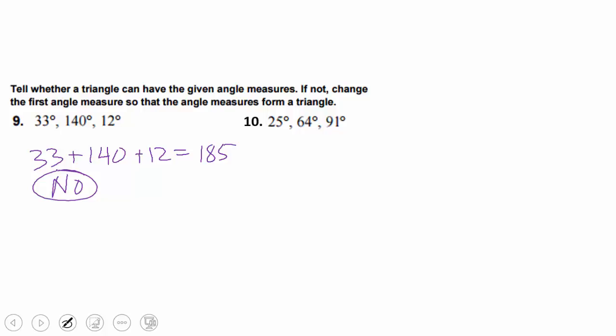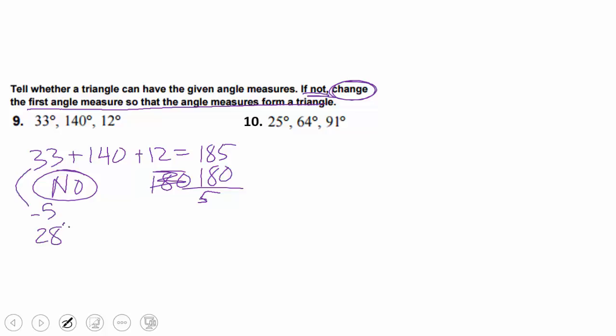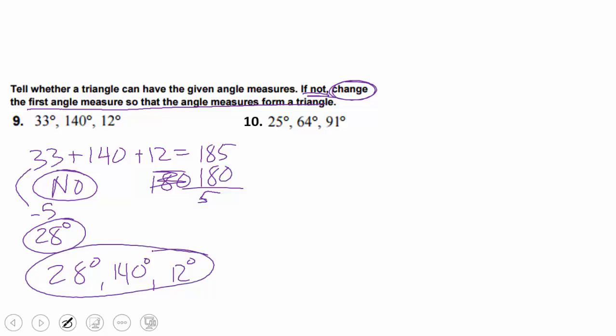It does not. So it says if not, we have to change the first angle measure so that it does form a triangle. If we're only going to change the first one, 185 is too much. We know it's supposed to be 180. So we subtract the 180 from that, and we get 5. So we have to subtract 5 from 33, and we get that we need a 28-degree angle measure to make a triangle. So we need 28 degrees, 140 degrees, and 12 degrees. That will form a triangle.